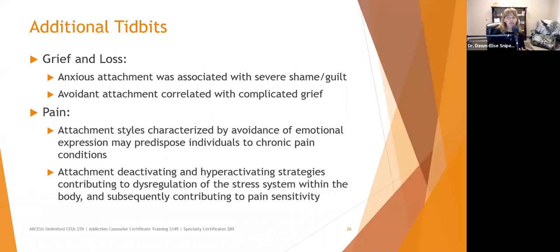Pain, physical pain. Attachment style characterized by avoidance of emotional expression may predispose individuals to chronic pain conditions. Attachment deactivating and hyperactivating strategies contribute to dysregulation of the stress system within the body, which subsequently contributes to pain sensitivity. All right, so how does that happen? When we get stressed, our HPA axis activates. Cortisol is dumped. When cortisol is dumped, norepinephrine is secreted. All of our fight or flight chemicals are going rampant.